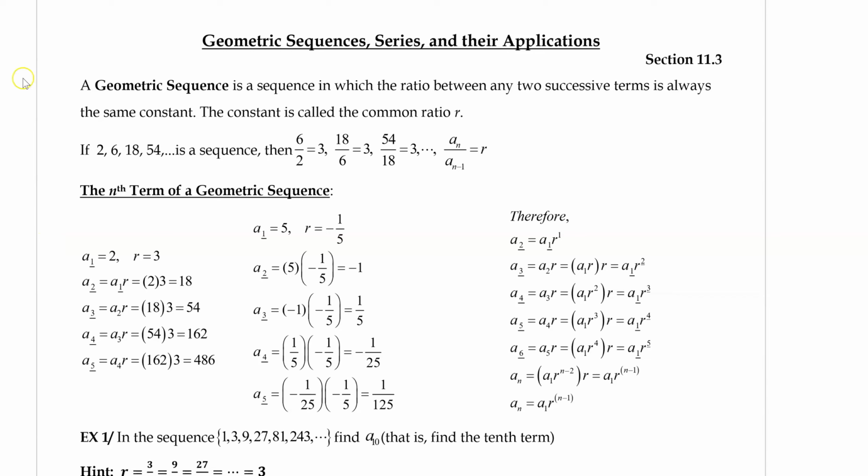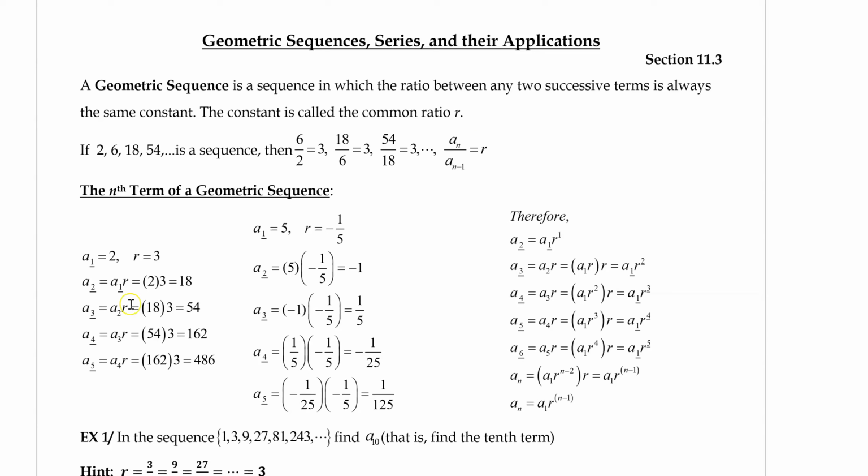All right, so these are geometric sequences, and what makes a geometric sequence is that there is some ratio, some multiplier or factor that we are multiplying to each term to create the next term. So 2 times 3 is 6, times 3 is 18, times 3 is 54, and you can verify this by dividing each term by its previous term, and you'll see that they're all 3.